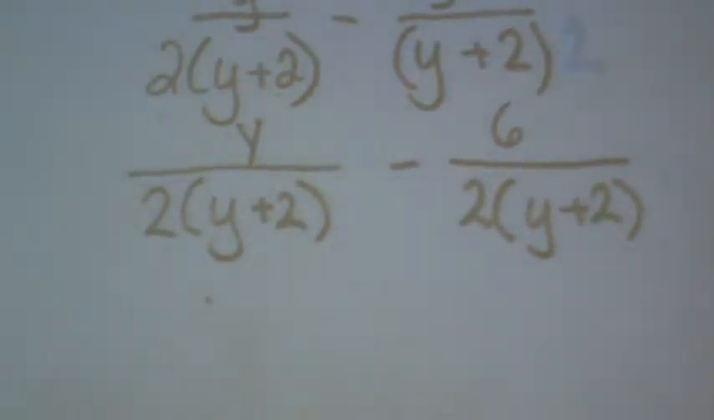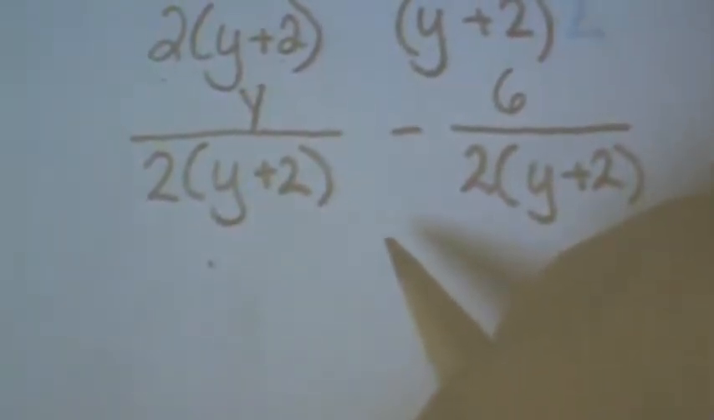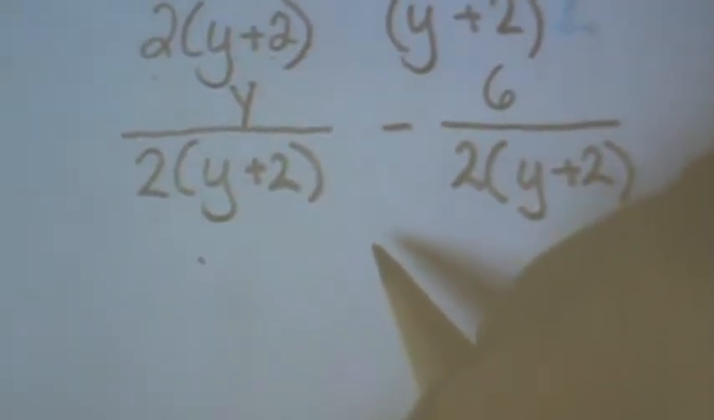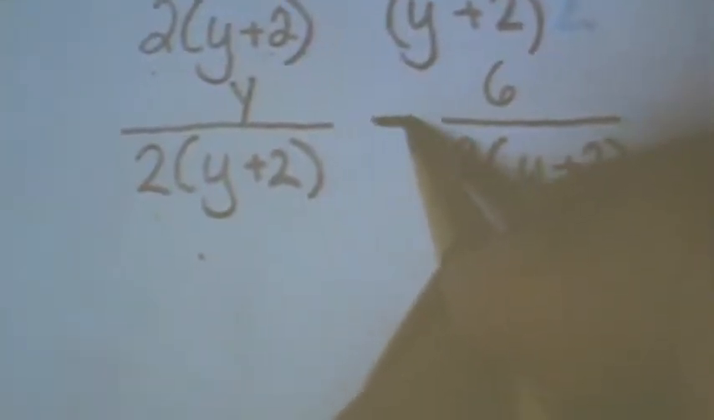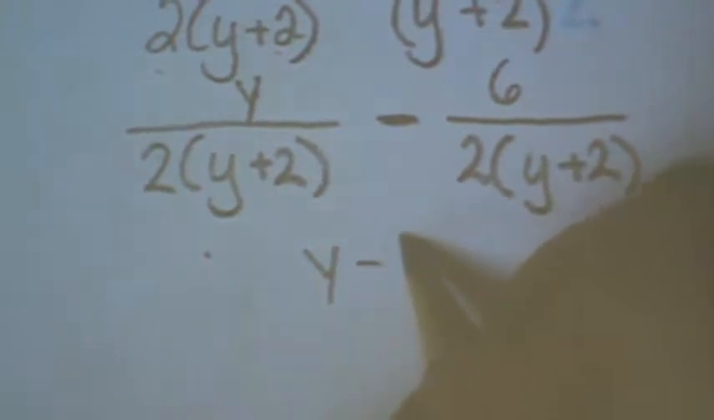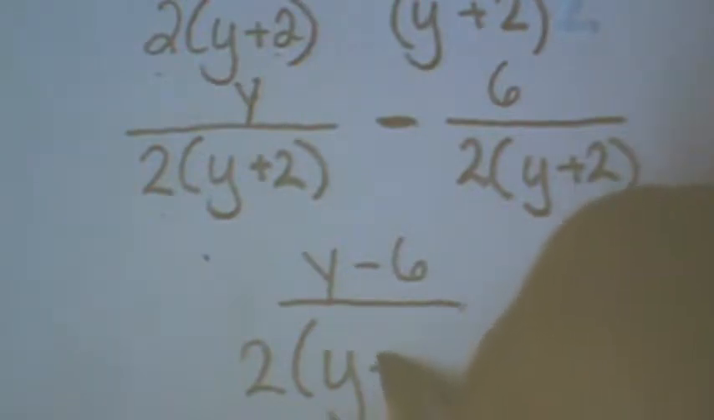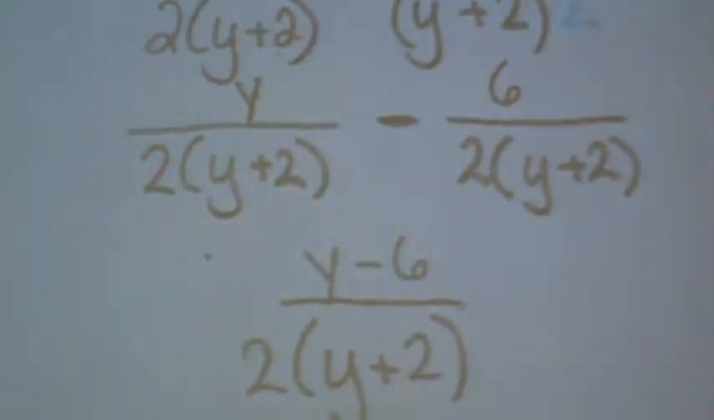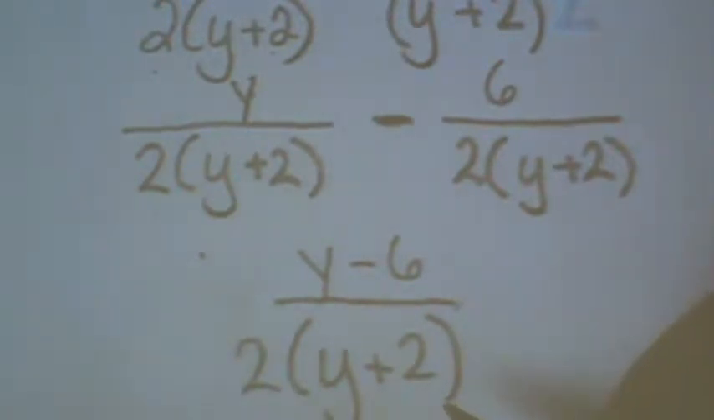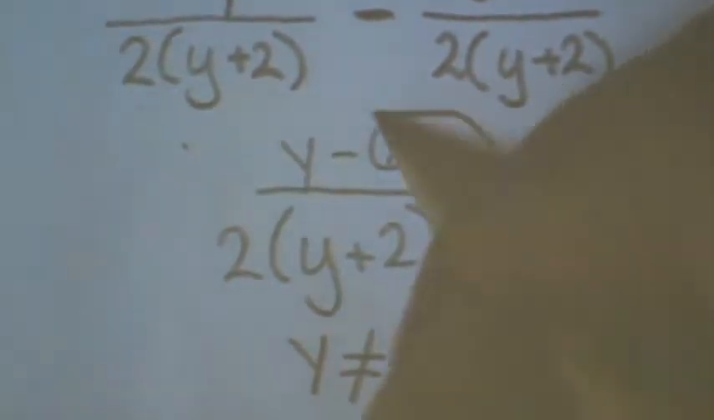Everybody see what's been done? Okay, now what? What's my next line? We're not adding, we're subtracting. Okay, so Kaylin, what do you get in the numerator? y minus 6. Good. Over what? 2 times y plus 2. That's it. Done. Now, I'm going to hold you responsible. If there's only one variable in the denominator, can you tell me what the restrictions are? What can't y be? Negative 2. Good. That's what I want to see.